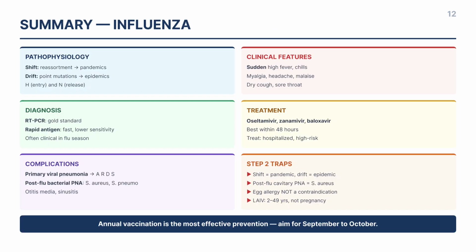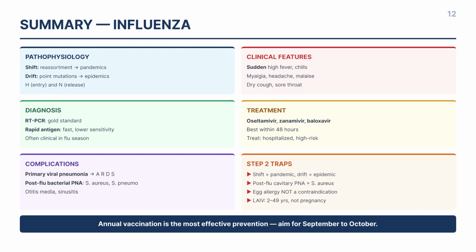Let's wrap up. Pathophysiology. Antigenic shift involves reassortment and causes pandemics. Antigenic drift involves point mutations and causes epidemics. Hemagglutinin mediates entry, and neuraminidase mediates release, which is why neuraminidase inhibitors block the spread of the virus. Clinical features: sudden onset of high fever, chills, myalgia, headache, malaise, plus a dry cough and sore throat.